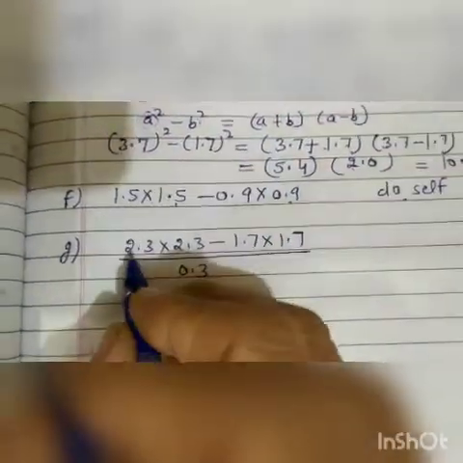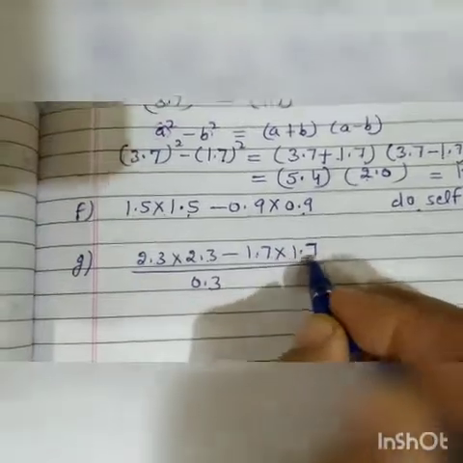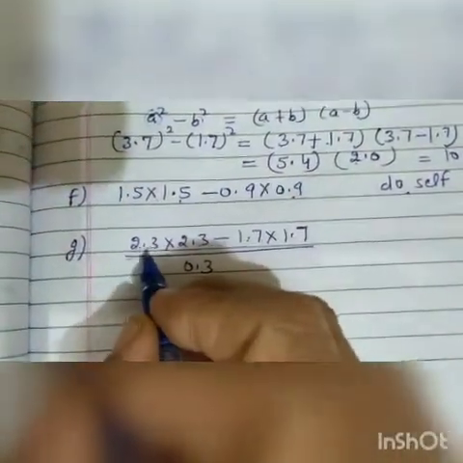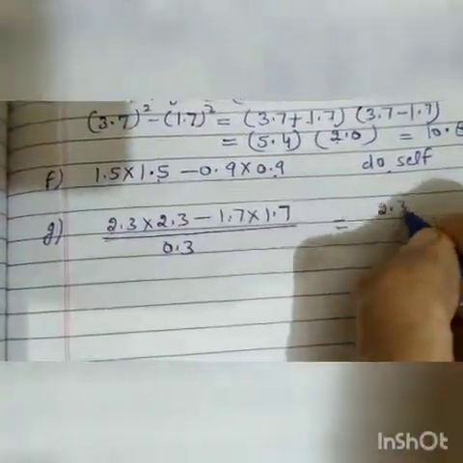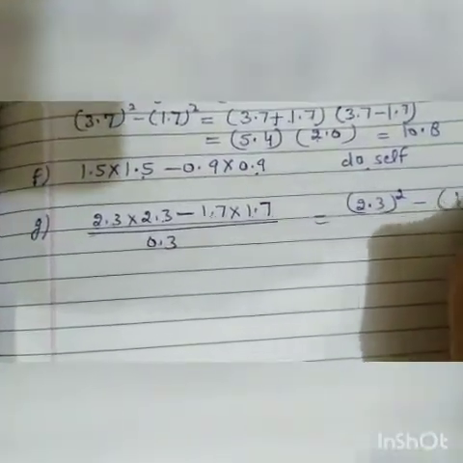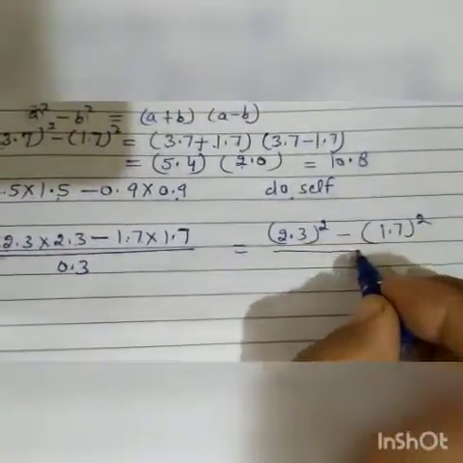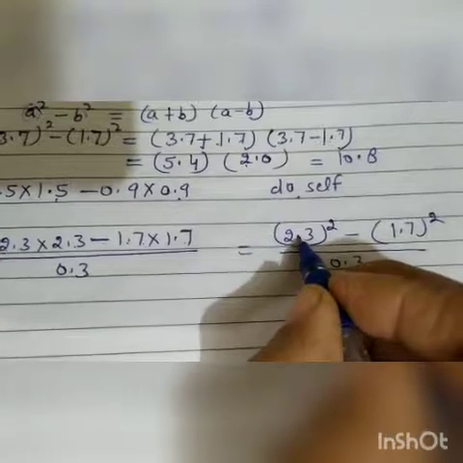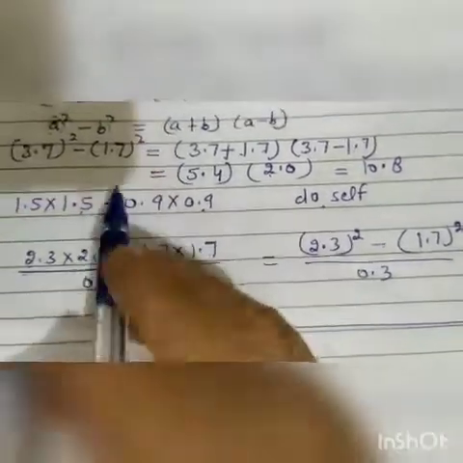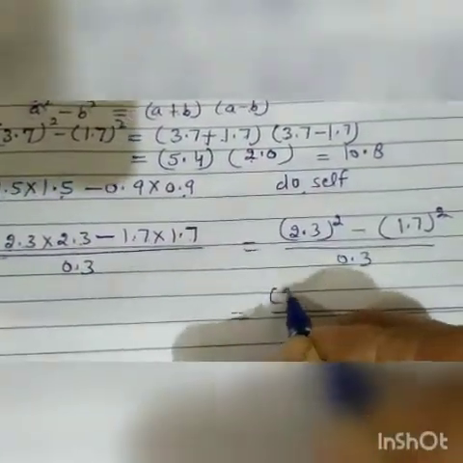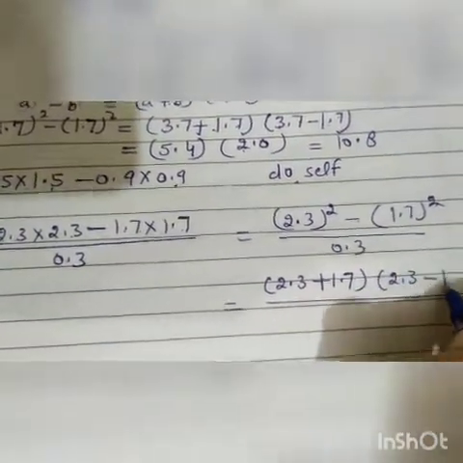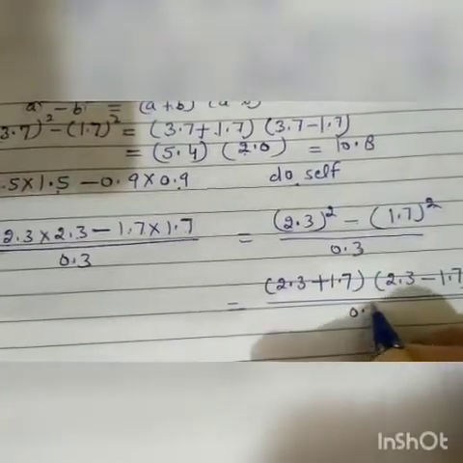Come to G part. 2.3 into 2.3 minus 1.7 into 1.7 upon 0.3. Again the same pattern we will follow. 2.3 into 2.3 can be written as 2.3 whole square minus 1.7 into 1.7, 1.7 square, upon 0.3. Now this is a square minus b square. So we will use the identity. A square minus b square is equal to (a plus b) into (a minus b), means 2.3 plus 1.7 into 2.3 minus 1.7 upon this 0.3.